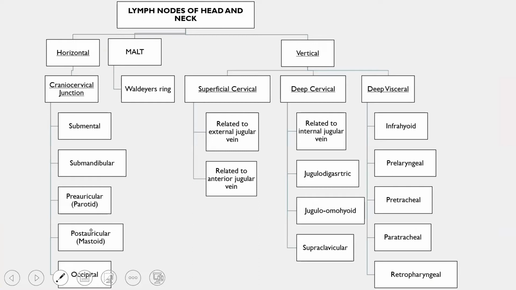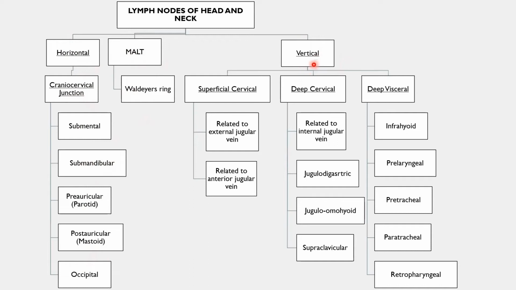So this summarizes all the lymph nodes of the head and neck. Right? You have the horizontal group, the mucosa associated group, and the vertical group. If you look at the horizontal group, it's found at the craniocervical junction. You have the submental, submandibular, preauricular, postauricular, and occipital nodes. And in the mucosa associated group, you have Waldeyer's ring.